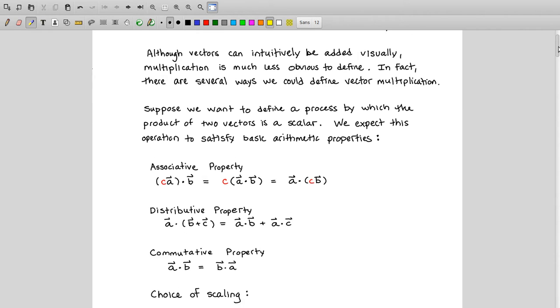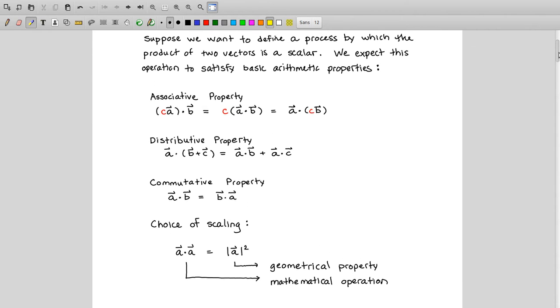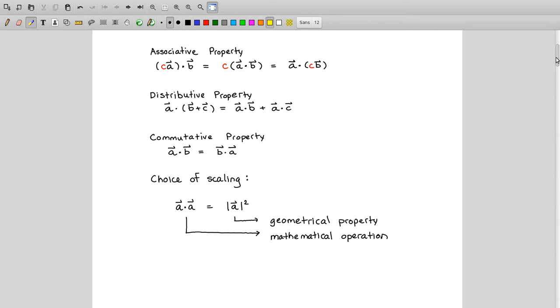A key thing is that we want this new vector product, or scalar product, to satisfy basic rules of arithmetic. One example is the associative property: if I have a scalar c times a vector a dotted with a vector b, the c should be able to come outside the product. The c comes out and you have c times a dot b, and that's the same as a dot c times b. All three of these quantities should be the same.